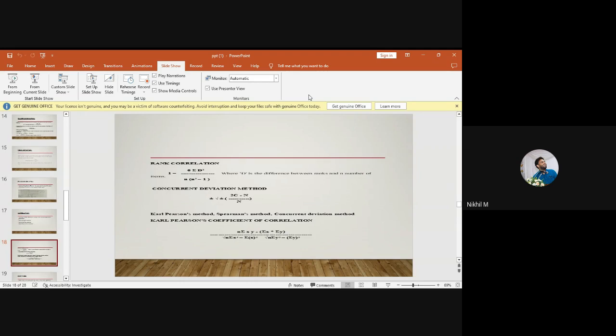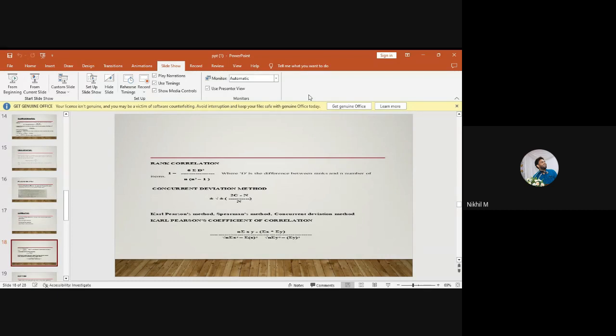The final method is the concurrent deviation method. It is a very simple method of measuring correlation. Under this method, only the direction of deviation is taken. The equation is plus or minus root of plus or minus (2c minus n) divided by n, where c stands for the number of concurrent deviations and n represents the number of pairs compared. So this is the method of correlation.